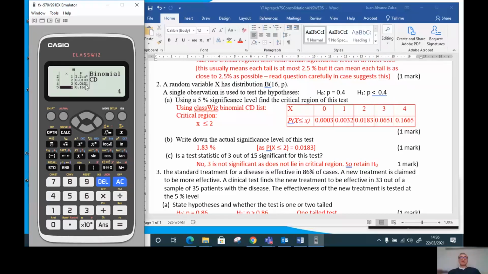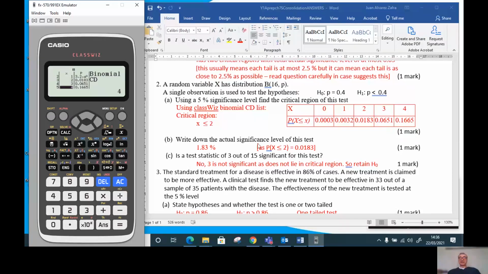So if we look at the 5% significance level, the one that is less than 5% is less or equal to 2. Being less or equal to 2 is 0.018, yes, it is 1.8%. Whereas the next one is more than 5%, it's 6.5%. So the critical region is x less or equal to 2. The critical value is 2.